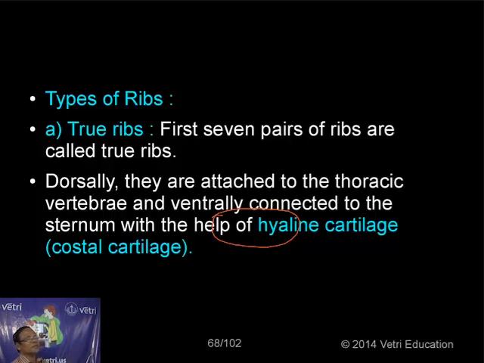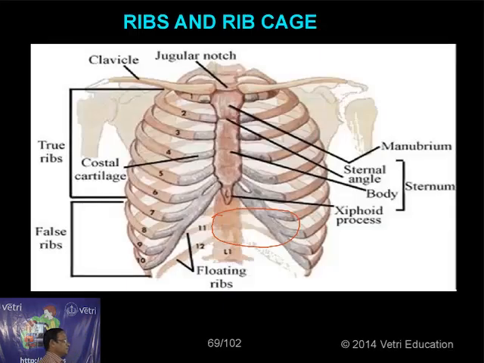Now we can classify the ribs into three types: true ribs, false ribs, and floating ribs. The first 7 pairs of ribs are connected to the chest bone directly with the help of costal cartilage. They are called the true ribs. You can see the numbers 1, 2, 3, up to 7. They are connected directly to the sternum with the help of costal cartilage.